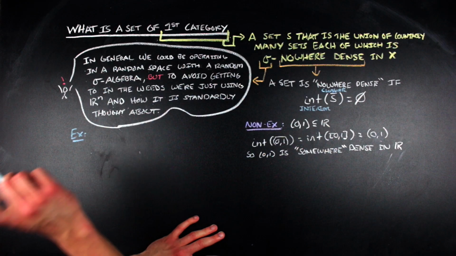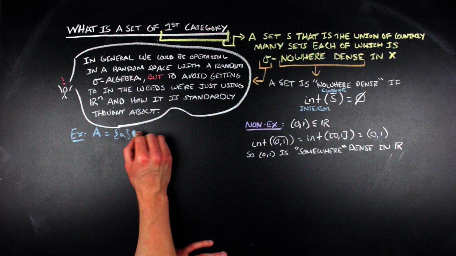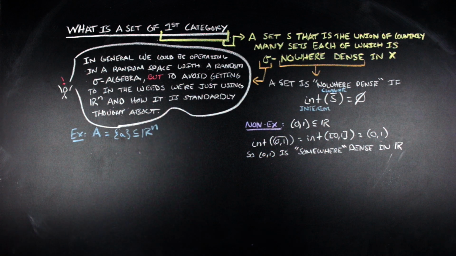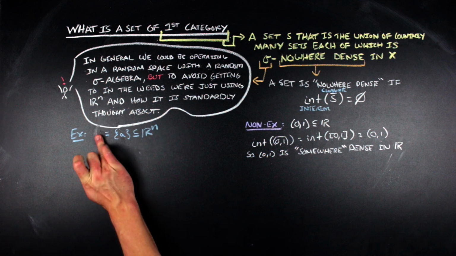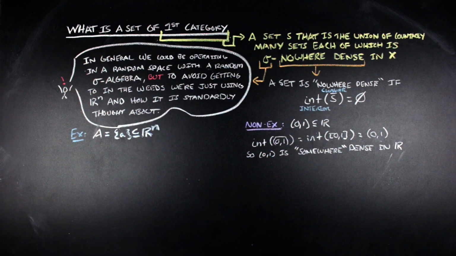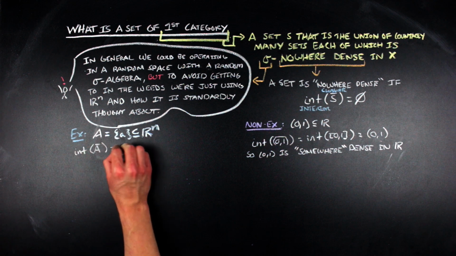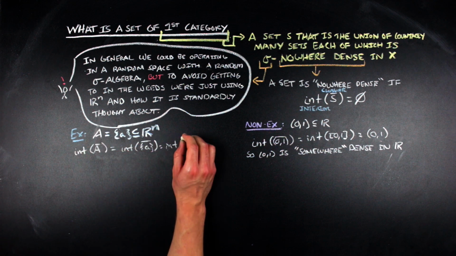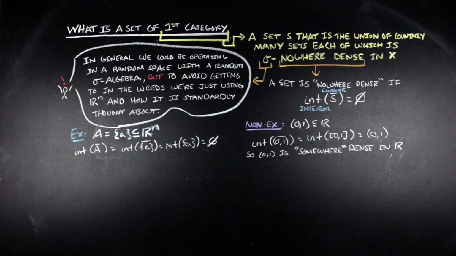Next, we can take a look at the example of a singleton again, but instead of focusing on the real numbers, we're just going to jump up to an arbitrarily high n dimension, because why not? It's math. So the interior of the closure of a singleton is just the interior of the singleton itself. The interior of a singleton is just the empty set.